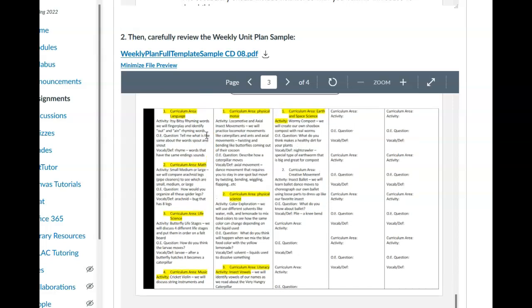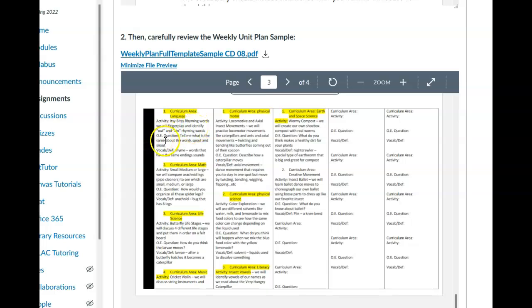So in this particular category, this content area is curriculum. There's 3 things that you need to include for each curriculum area. What's the activity? Try to give me some details. So if you just say itsy bitsy, I don't know what that means. Are you singing a song? Are you reading a book? So this is more specific. Itsy bitsy rhyming words. We will finger play and identify. You are letting me know what you will be doing.